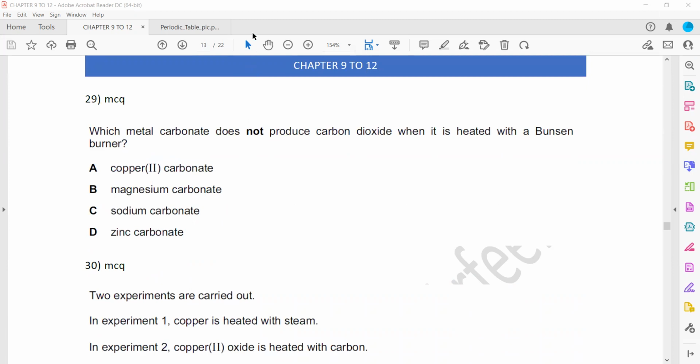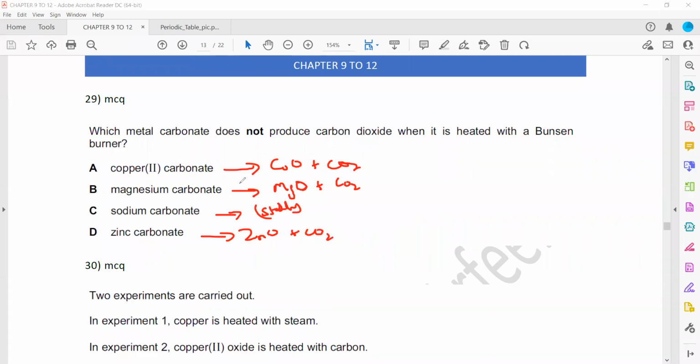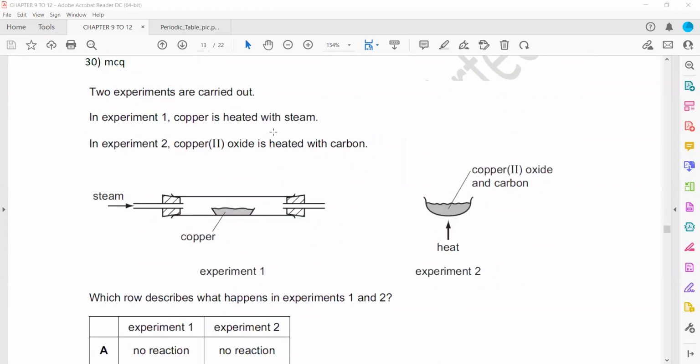Question 29, which metal carbonate does not produce carbon dioxide when it is heated with a Bunsen burner? When copper carbonate is heated, what will it produce? Copper oxide and carbon dioxide. Magnesium carbonate gives magnesium oxide plus carbon dioxide. Zinc carbonate gives zinc oxide plus carbon dioxide. But sodium carbonate is stable to heat, does not decompose on heating, and does not produce any gas. It can melt, but it cannot decompose. So C is the right answer. This is related to the properties of metals and their compounds, and the effect of heat, or thermal decomposition.